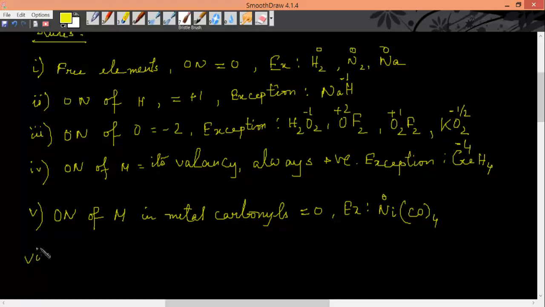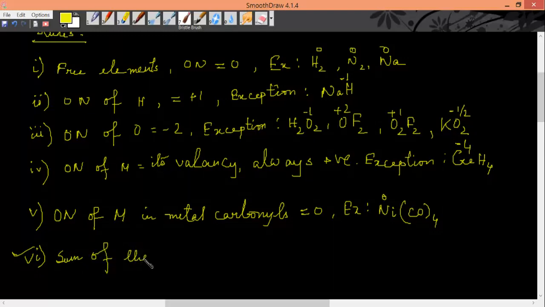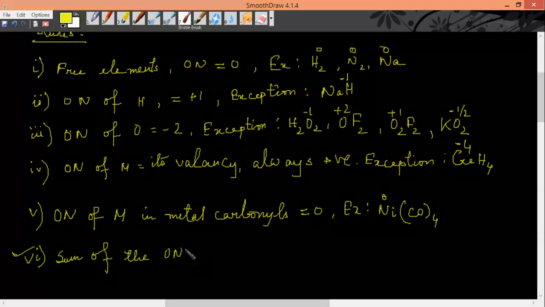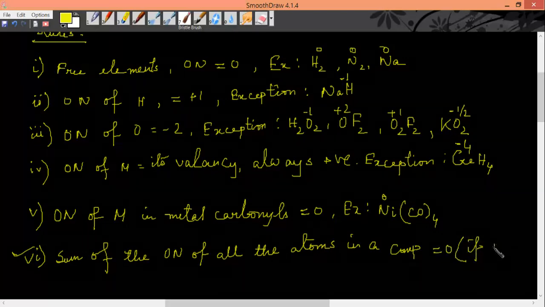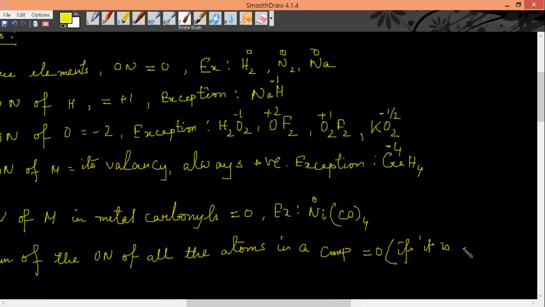Rule 6 is a very important one. Sum of the oxidation numbers of all the atoms in a compound is equal to 0 if it is a neutral compound.